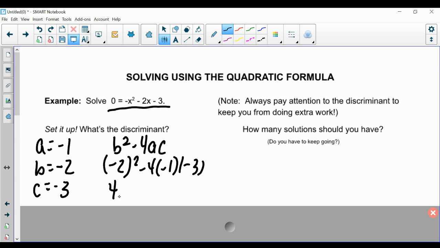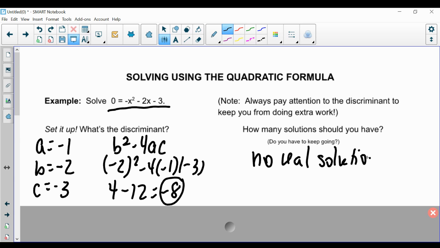So what does that give us? That gives us 4 minus 12, which is -8. Uh-oh, so that's telling us that there's a negative under our square root. So the value of our discriminant is -8. There's a negative under our root. Okay, well, what does that mean if there's a negative under our root? That's telling us that we're getting a complex solution, or we have no real solutions.